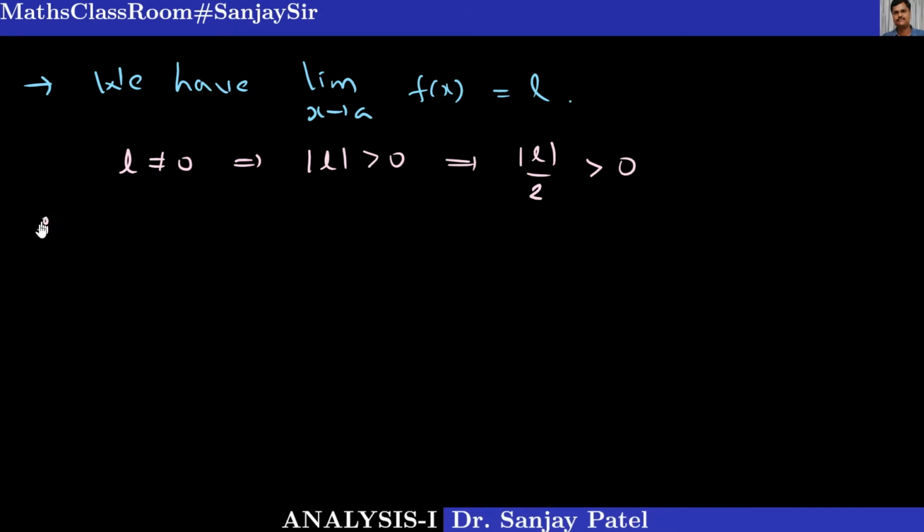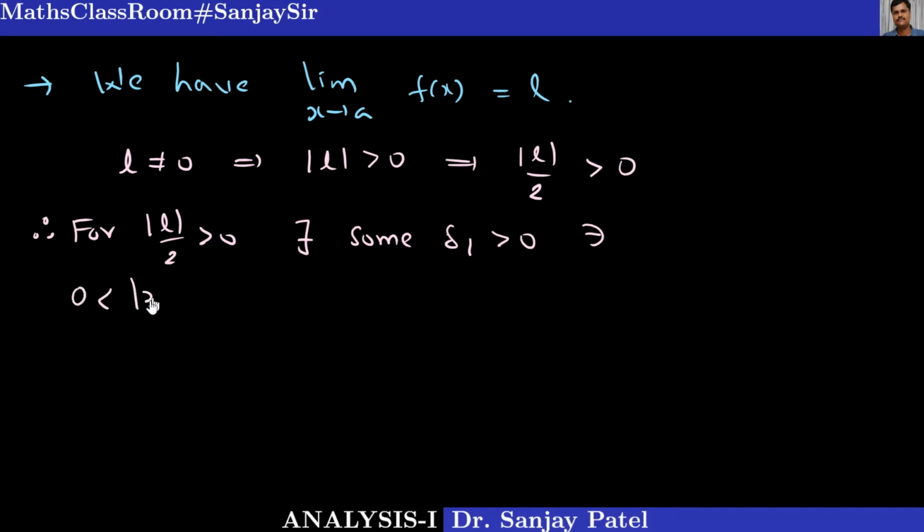Therefore, for mod of L by 2 as epsilon greater than 0, there exists some number, say delta 1 greater than 0, such that whenever 0 less than mod of x minus a less than delta 1, it implies mod of f(x) minus L is less than mod of L by 2, that is epsilon here actually.